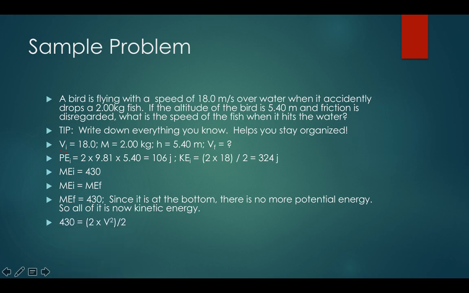So all we have to do now is plug it into the kinetic energy formula. So 430 is equal to the mass times the velocity squared divided by 2. And if you run that through, you get the velocity as 20.7 meters per second. So that's how fast the fish is going when the fish hits the water.